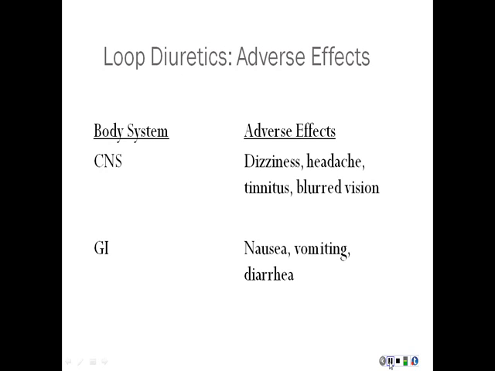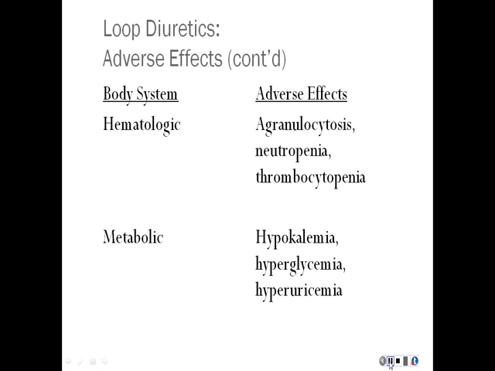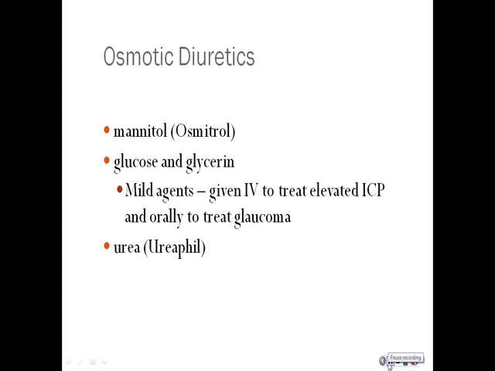So if we look at each one of the body systems separately, in the central nervous system, some of the adverse effects are dizziness, headache, tinnitus, or blurred vision. In the GI, nausea, vomiting, diarrhea. For hematologic, agranulocytosis, neutropenia or thrombocytopenia. Metabolic, you're going to see hypokalemia, hyperglycemia, and hyperuricemia.